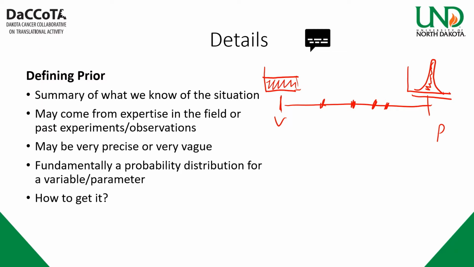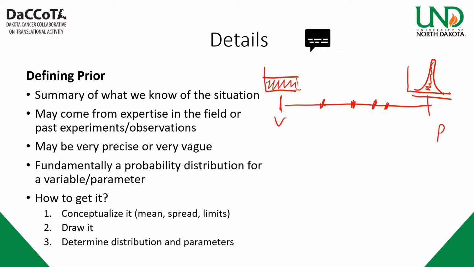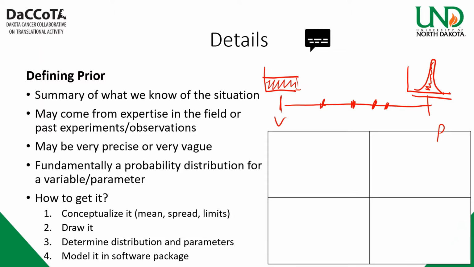Well, this is a simple four steps to get you in the right direction, especially coming from sort of no prior background of working with priors. First of all, I would say conceptualize it. Think about its mean, its spread, maybe some of its limits. Draw it. And then determine distribution and parameters, so how you'd set it up formally, and then formally model it in a software package.